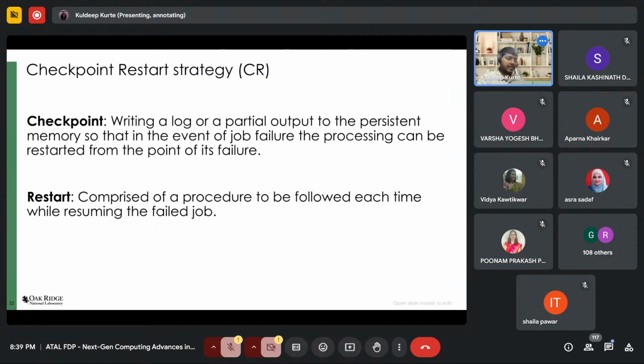We must have heard about this term called checkpoint restart. To make our workflow fault tolerant, we are using it.